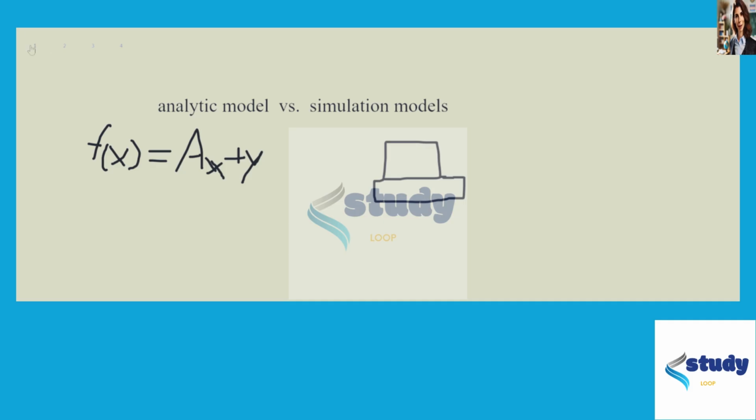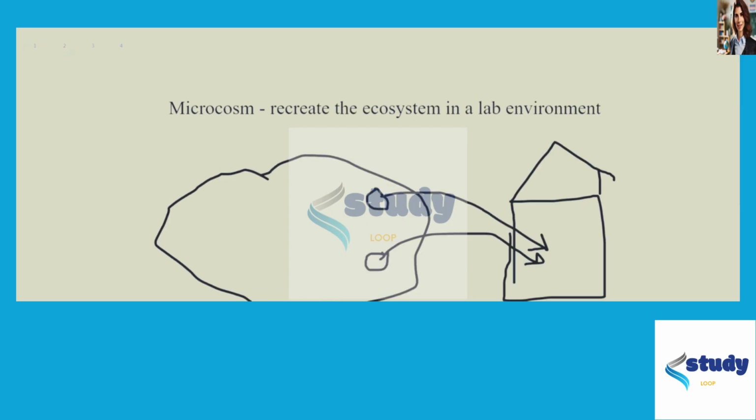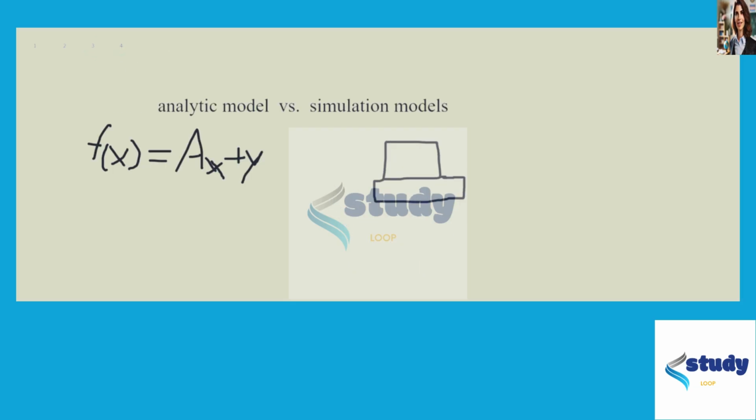So the five ways that we've shown how ecosystems can be studied are through a mesocosm, taking a part of the natural setting; a microcosm, trying to recreate that ecosystem in a lab environment; a conceptual model, which is a flow chart showing interactions; and analytic and simulation models, which try to use some kind of math formula or computer algorithm to make predictions.